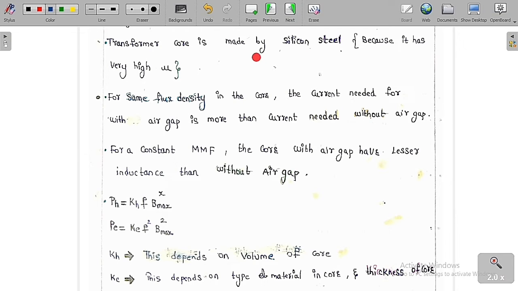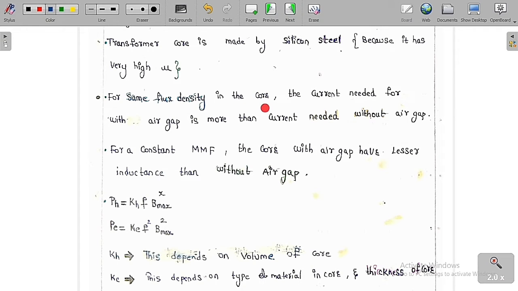So the transformer core is made of silicon steel because it has very high magnetic permeability. Silicon steel has a huge amount of magnetic permeability, so the reluctance of the core is very less. So we use this material to make the transformer core.